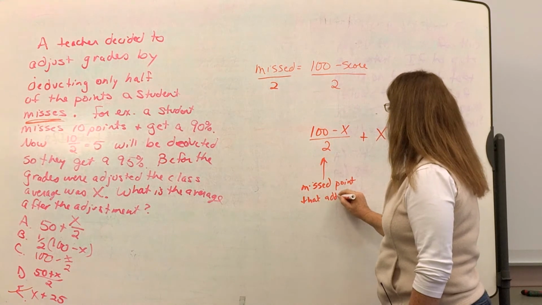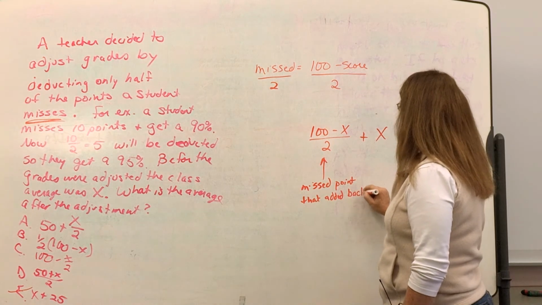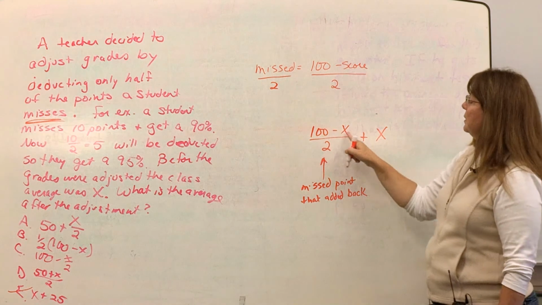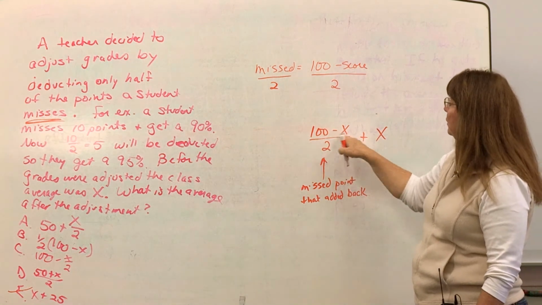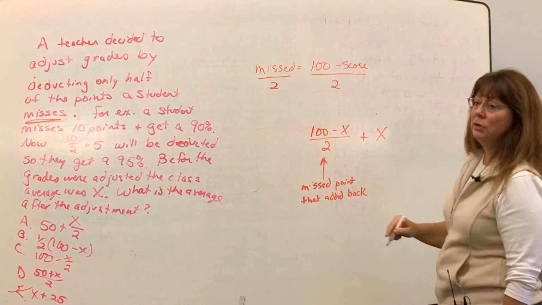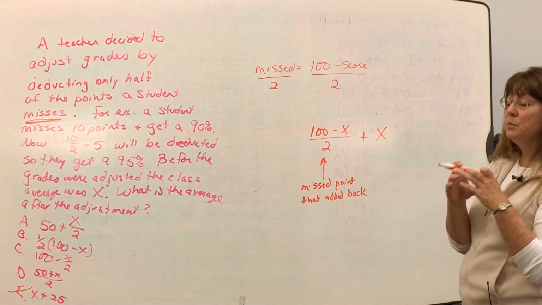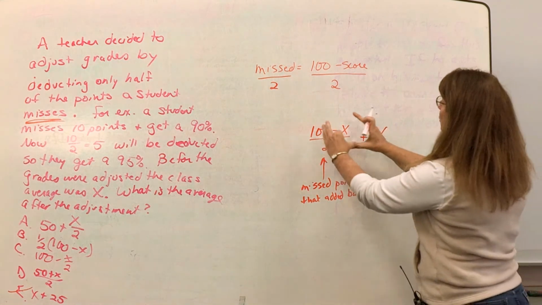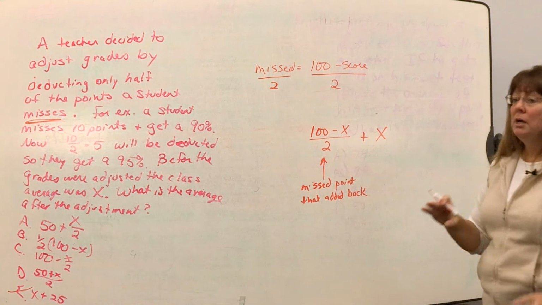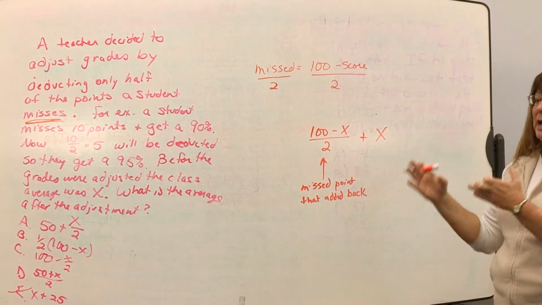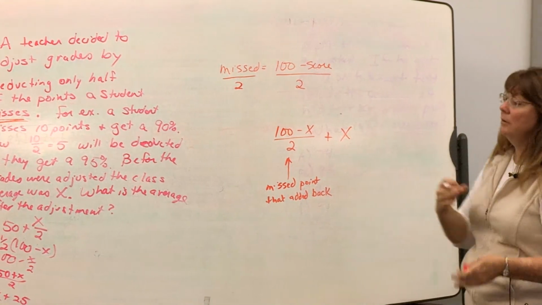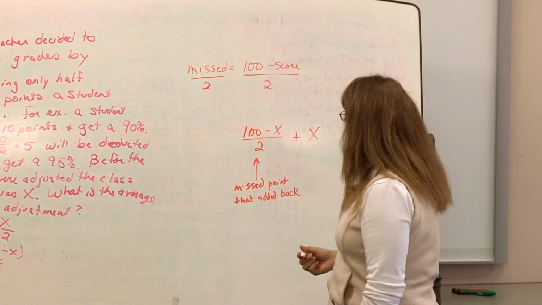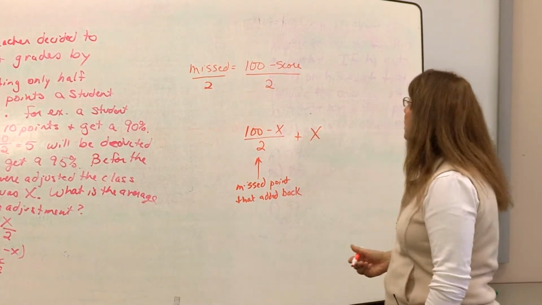That gets added back on. Half of what you missed, so that's why it's divided by 2, and you can find out how many you missed by taking your score away from 100. That's what gets added back on. So I want to add those missed points back onto my average, because how averages work is they're just adjusted by that different amount, and that's one of the things the homework problem for this week is hopefully showing you.